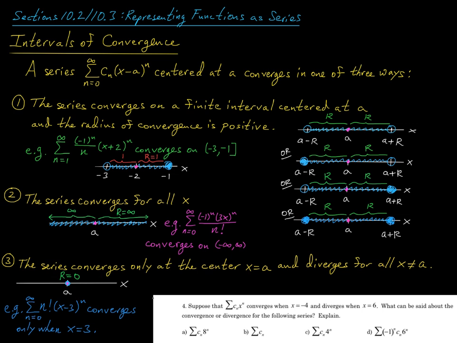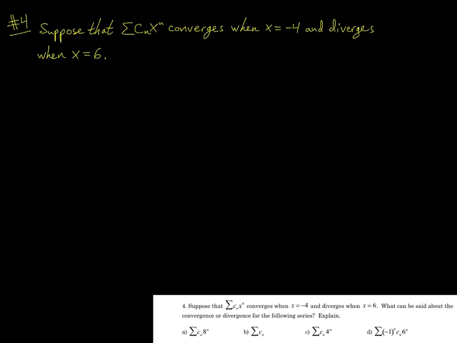Now with all of this in place, let's go ahead and look at question 4. It's a good illustration of this theorem. It says, suppose that the series of c sub n times x^n converges when x is equal to -4 and diverges when x is 6. What can be said about the convergence or divergence for the following series?